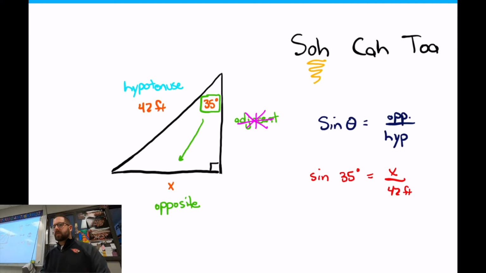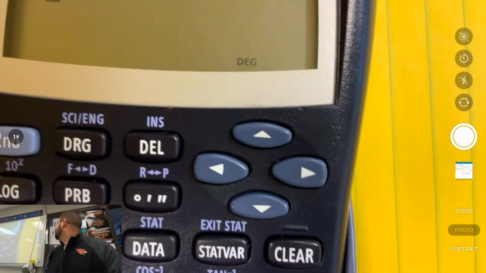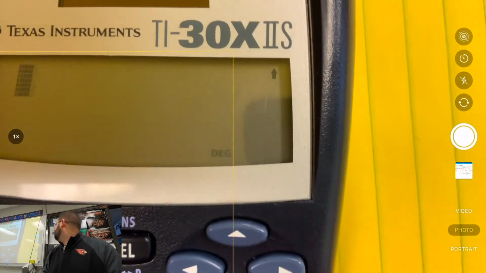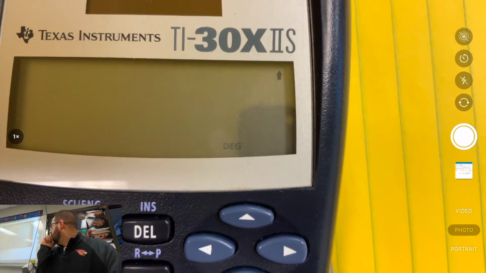So it doesn't look like anyone's zooming today. All right, let me zoom in on mine just so you can see this. If I zoom in really, really close, you can see the little DEG on the screen. It's almost in the bottom right corner. There it is.